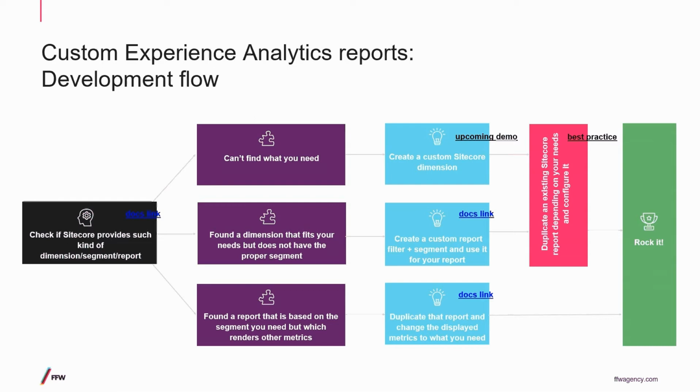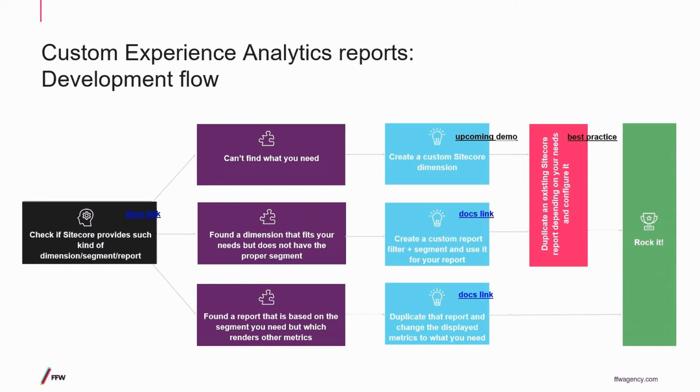Based on your findings, you could fall in three cases. The first one could be that you cannot find what you need. There is no such group or such kind of dimension, similar report. Then you need to create a custom Sitecore dimension and build this part by yourself. But you could also have some cases when you have a dimension that fits your needs, but not the proper segment.